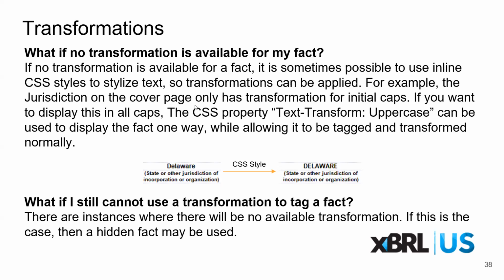And then what happens if you can't use a transformation because it's not a capitalization problem? Maybe it's something completely different. If you can't use a transformation at all and you still have to tag the fact, that's where you would want to use, like I said, a hidden fact. You would either have to use a hidden fact that references the point in the document where your value is tagged, or you would actually have to change the visible wording of the document to match what the transformation is expecting as an input.